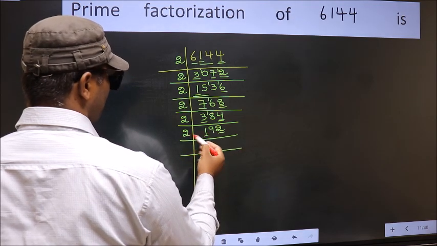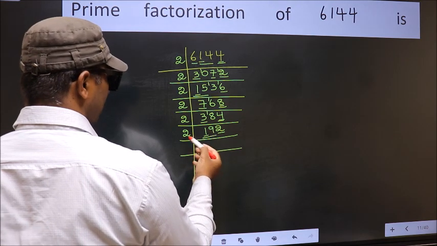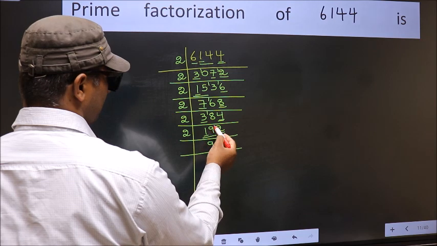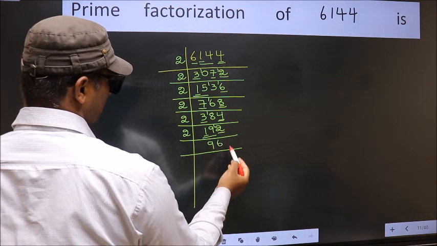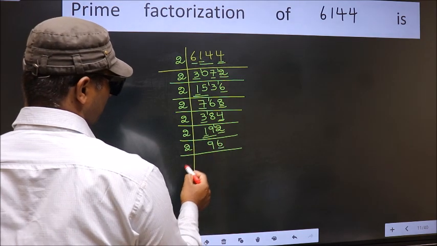First number 1 is smaller than 2, so 2 numbers, 19. A number close to 19 in the 2 table is 2 nines 18. 19 minus 18, 1, 1 carried forward 12. When do we get 12 in the 2 table? 2 sixes 12. Now the last digit 6 is even, so take 2.